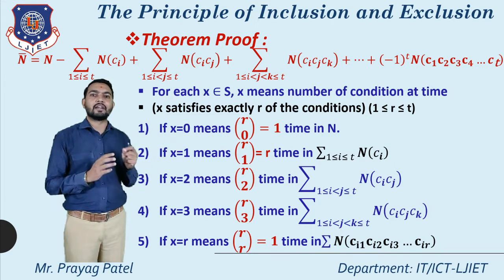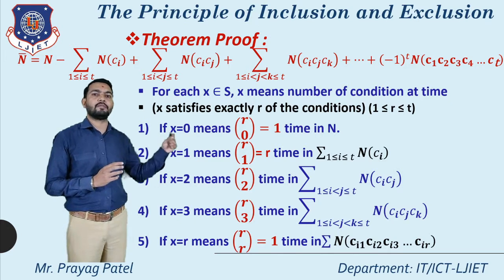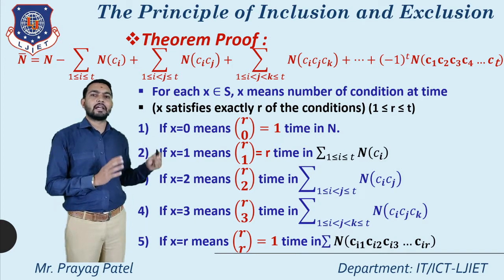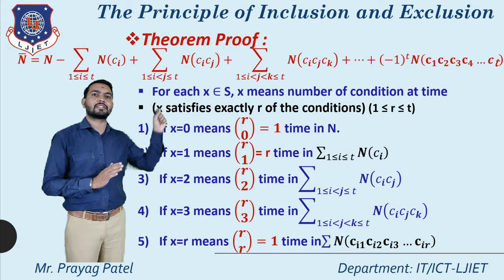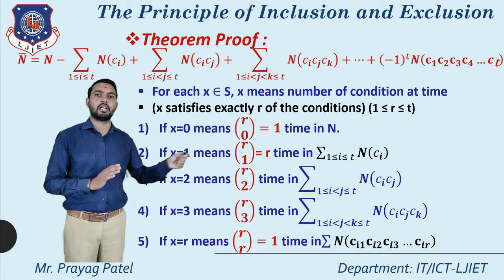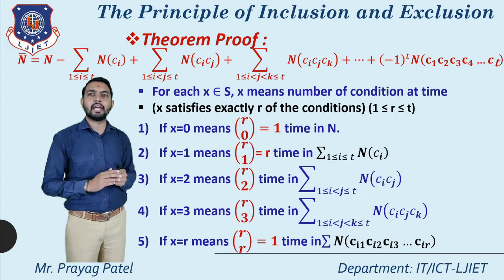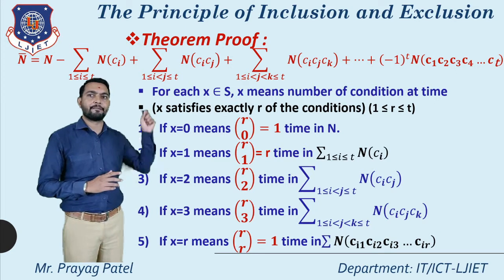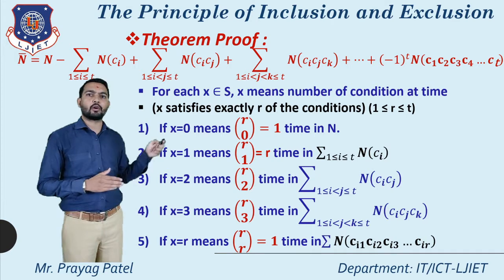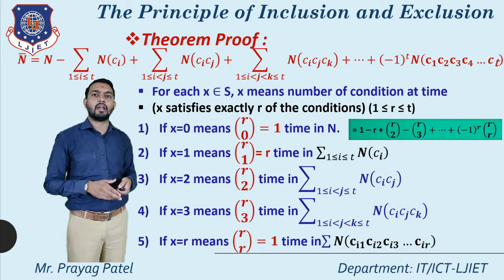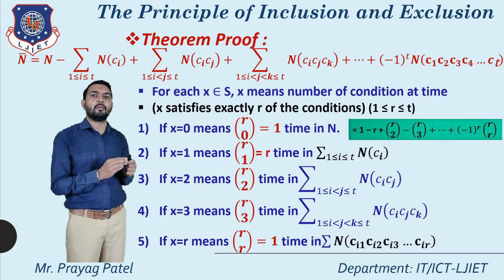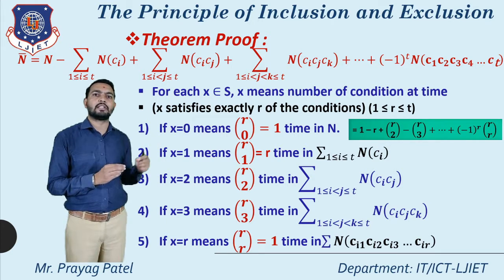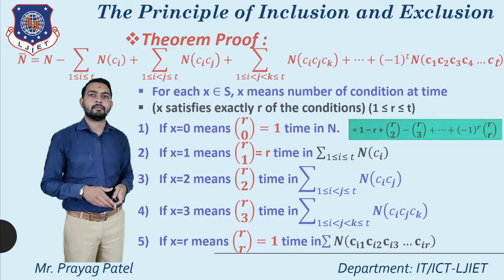Now for x equal to r, that means RCr is equal to 1. So the last condition NC1C2C3C4 up to Cr is satisfied only one time. So in this equation we write the last term NC1C2C3C4 up to Cr only one time, and we write n only one time as the first term. According to this way we can find the value in this theorem. So the addition of all the terms is like 1 minus r plus RC2 minus RC3 up to minus 1 raised to r RCr.